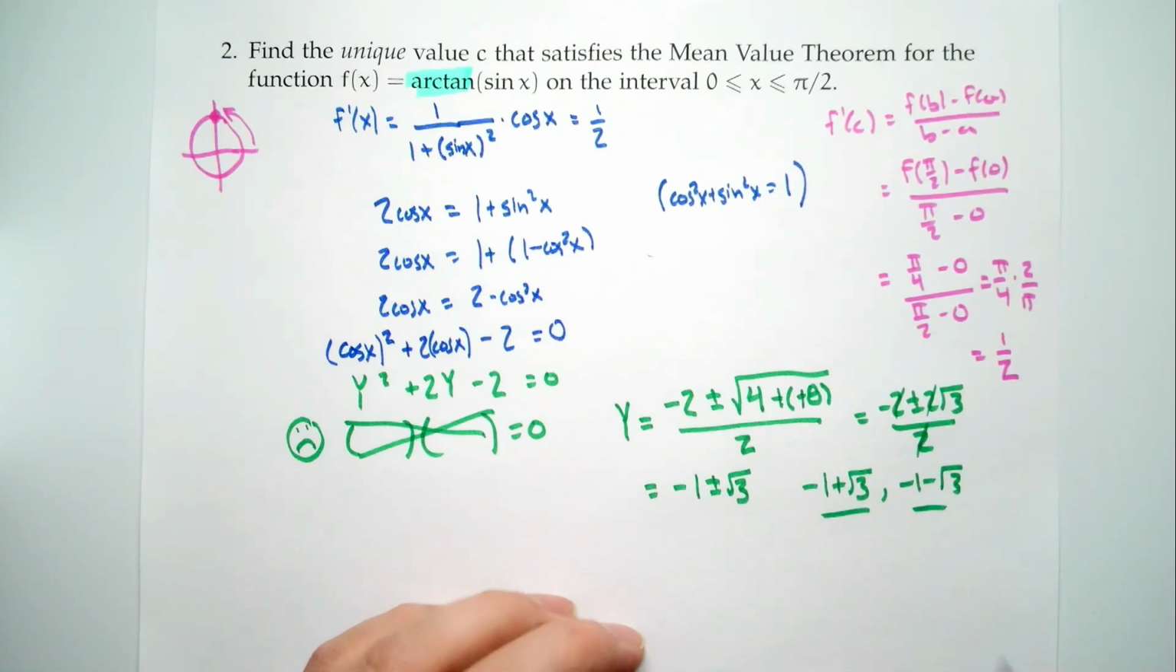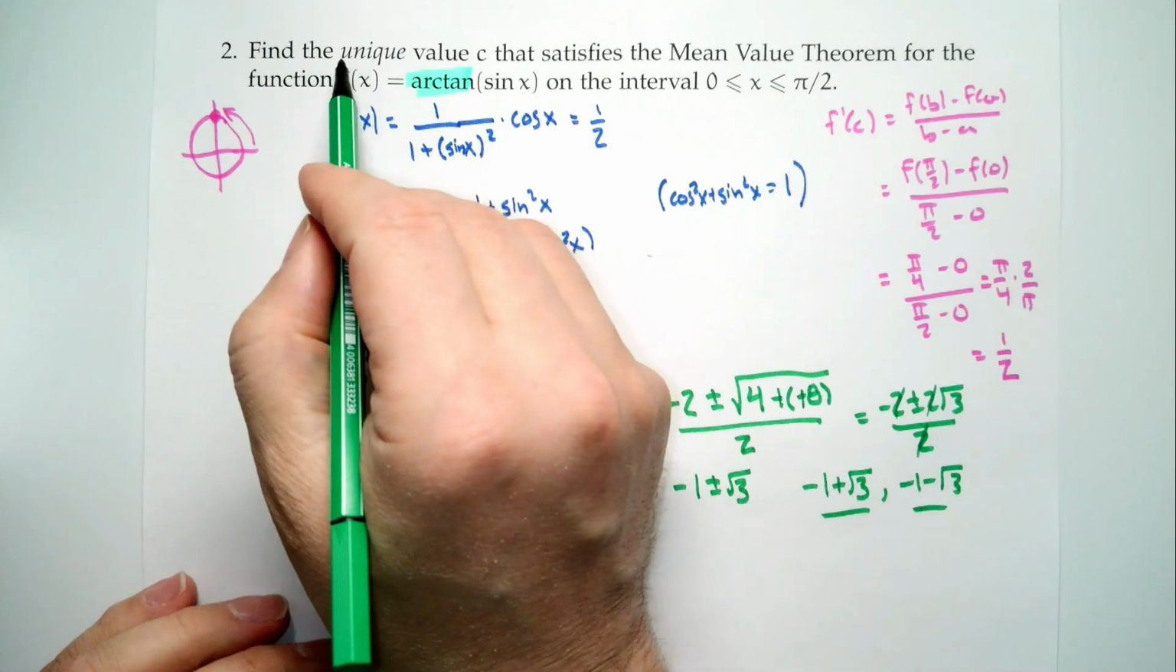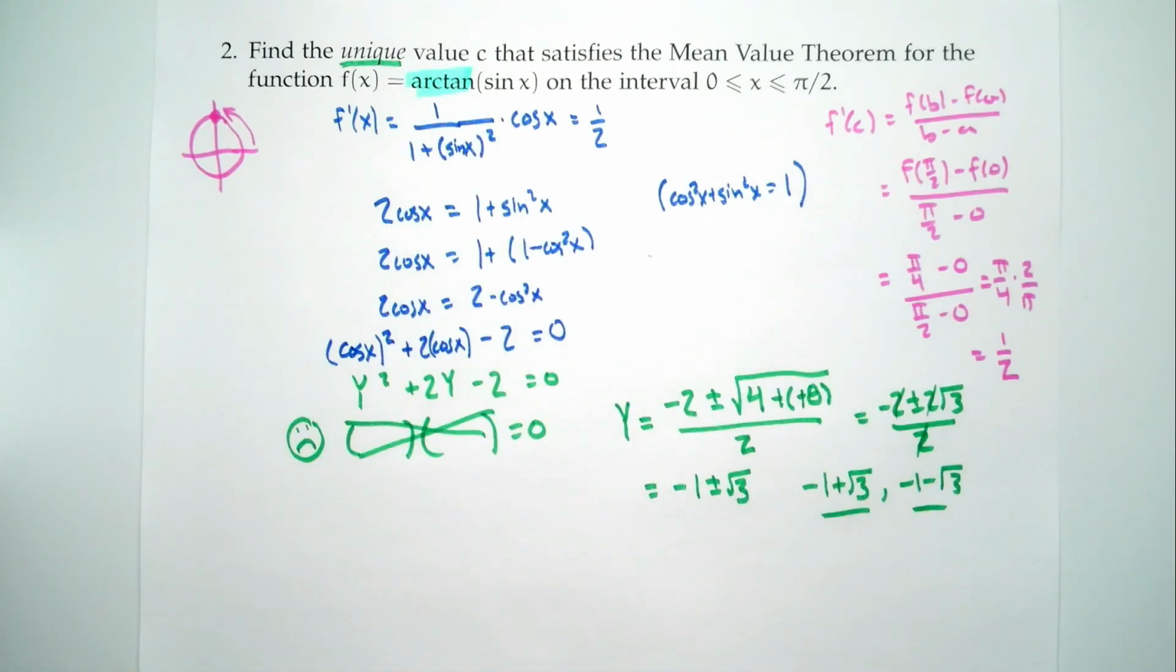Now wait a second, hold on. Something's weird here. We were told that there's a unique one. Now the word unique means there should only be one. One of these is an imposter. Which one? Which one of these doesn't belong? And why? Well, let's remember something.